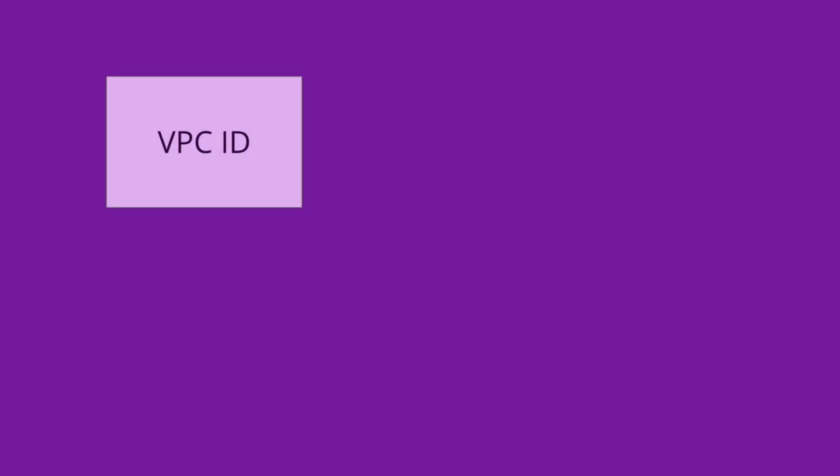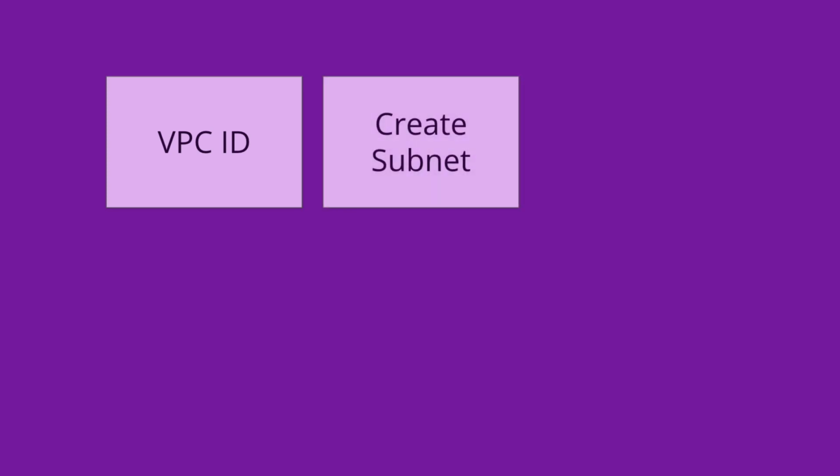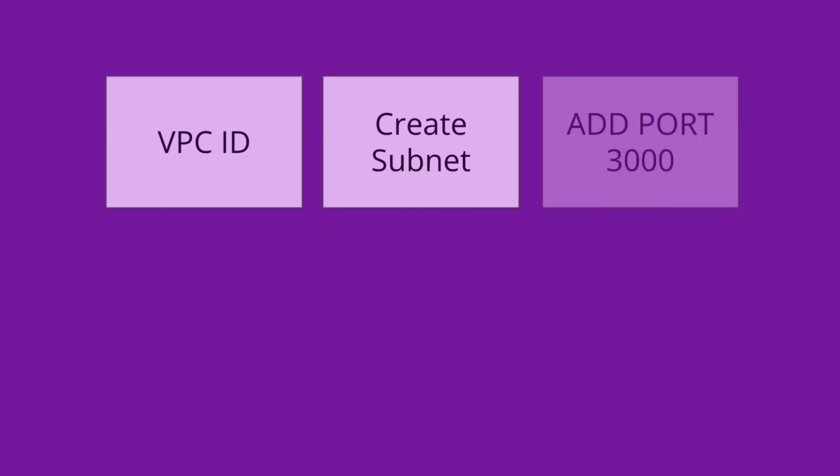For this class, we'll be using the existing default VPC. You can create your own VPC if required, but you need to tweak the script accordingly. In order to create a subnet, we need the VPC ID, which we will fetch using our script. Once the subnet is created, open port 3000.